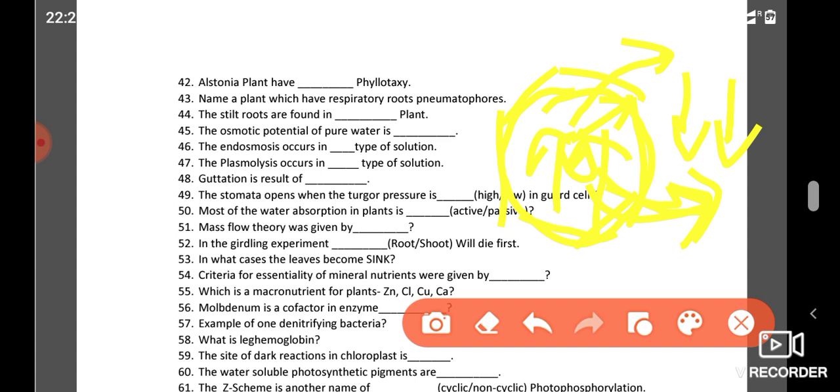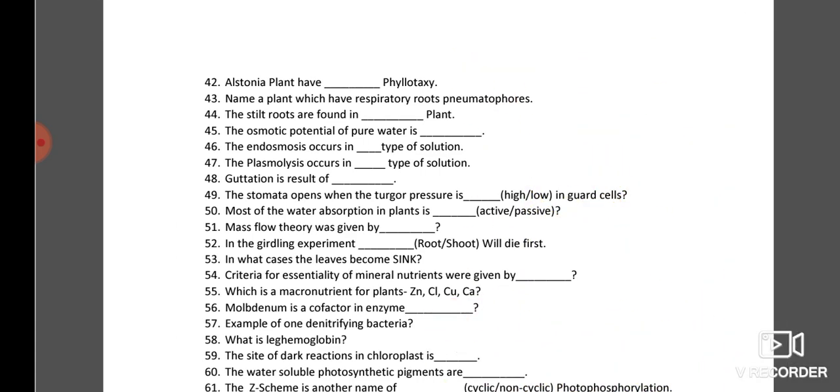Plasmolyzed cells can be recovered within 3 to 4 hours after plasmolysis if we again give water to the plasmolyzed cell. That means if we again place that cell in the hypotonic solution, where the water concentration is more outside, the water will automatically keep moving inside and the cell will again become normal or turgid. So the phenomenon is also called deplasmolysis. Okay, let's talk about the 48th question.